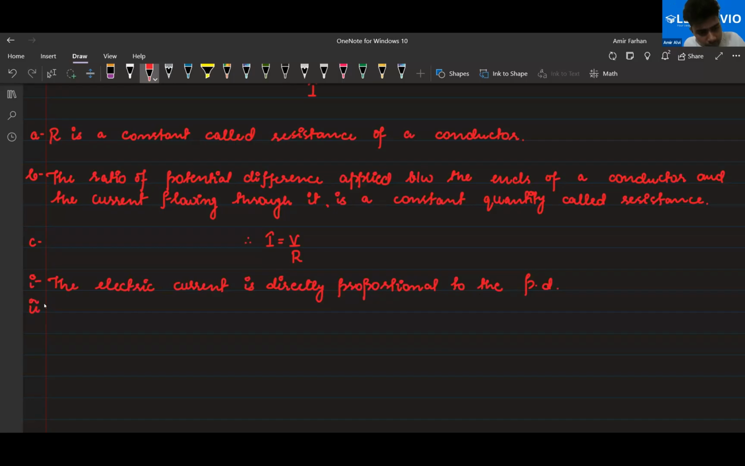The second point is current is inversely proportional to the resistance. It means that current will increase if the resistance is decreased. Inversely proportional means that if the denominator is decreasing, the fraction will increase. And if the denominator is increasing, ultimately the fraction will decrease. Is that clear to you, yes or no, everyone?